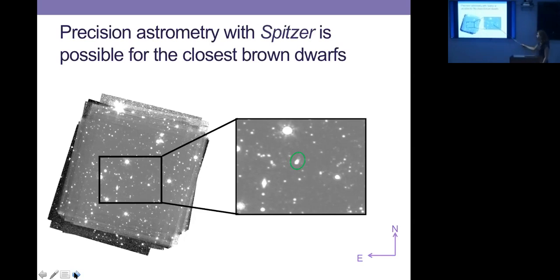And so once we pull out the proper motion, we are able to get a parallax, again, because these objects are so close. Even though our positional uncertainties are high with the Spitzer pixels being so large, we're still able to get precisions down to about 10%.